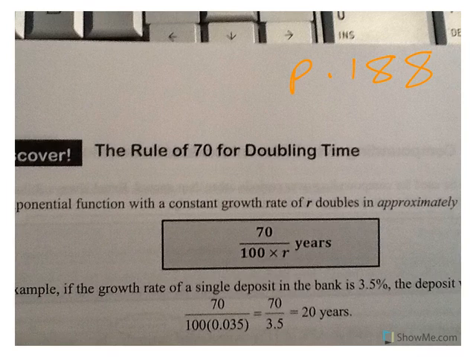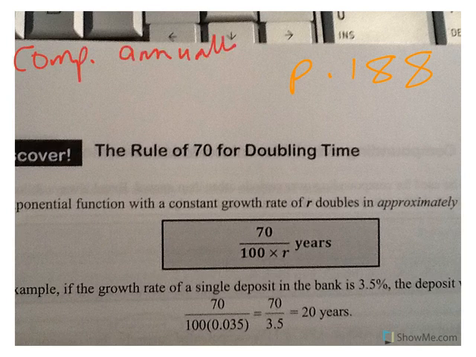Okay, so we're going to start this video with the rule of 70 for doubling time. Now, this works if you are dealing with compounding annually. So the problem has to be compounded annually, and if that's the case, we can figure out how long it will take for the money to double. And it doesn't matter how much you start with. You can start with $20, you can start with $20,000. It would take the same amount of time for that money to double if you are compounding annually.